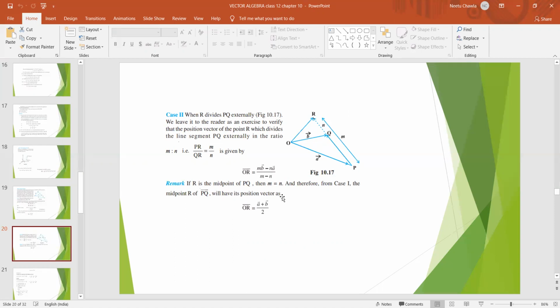In the next class, we'll be doing exercise 10.2. So for now, it's over. We'll be resuming in the next class with exercise 10.2. A few questions we'll be doing, and then we'll move further.